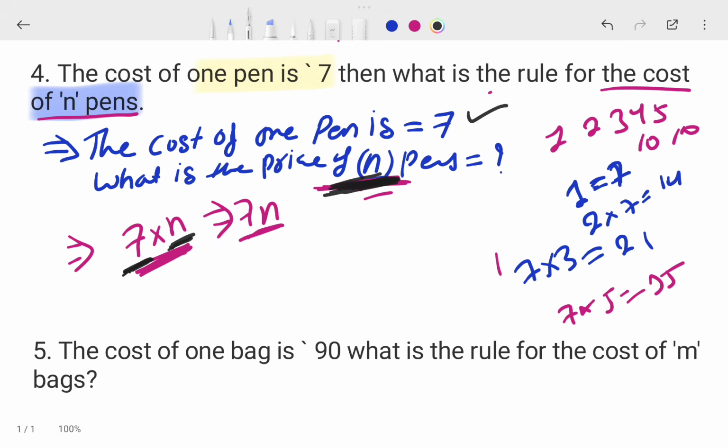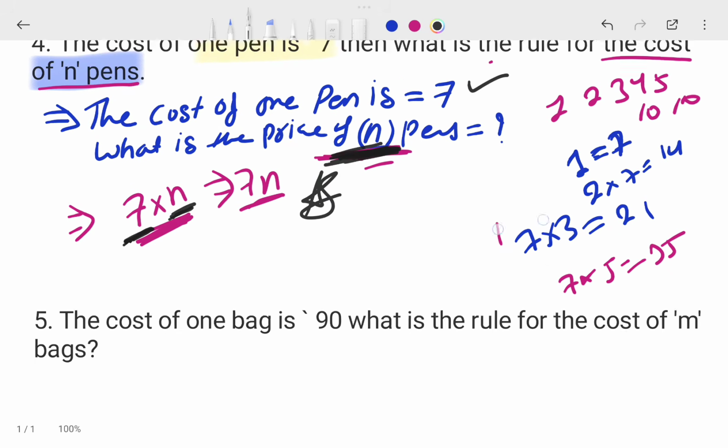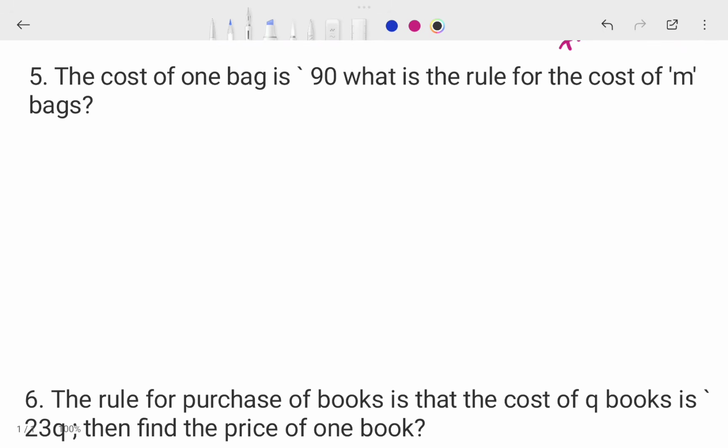Okay na? This fourth question is also clear to you, right? So this is our answer generally. So let's talk about the fifth question. What is the fifth question?